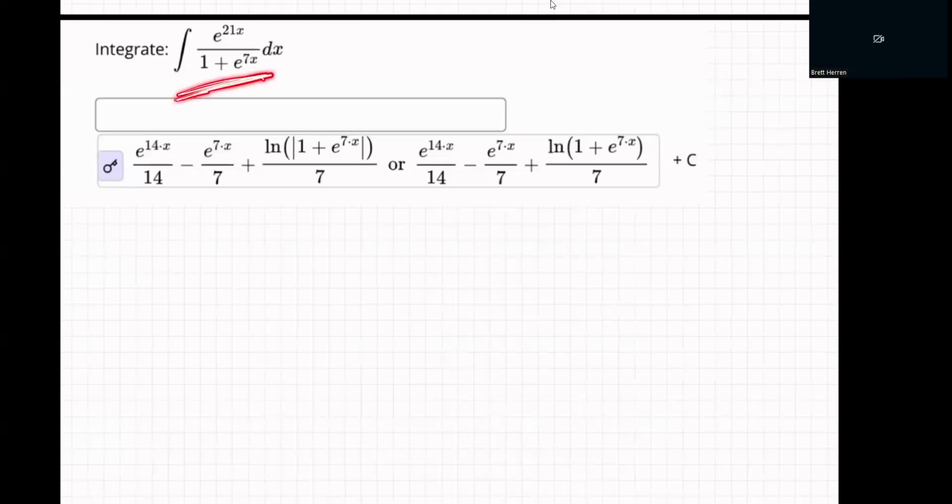Okay, we want to do the integration of this. So we're going to need to let u be something. We're going to let u be this denominator. That's pretty typical. So u will be 1 plus e to the 7x.